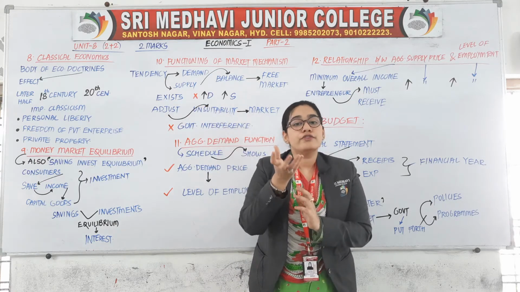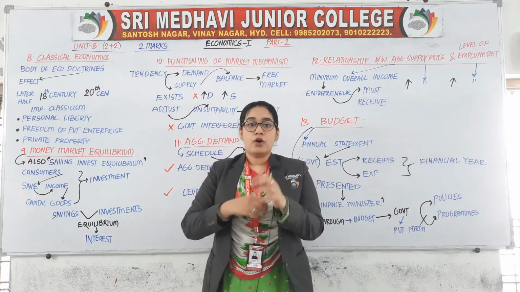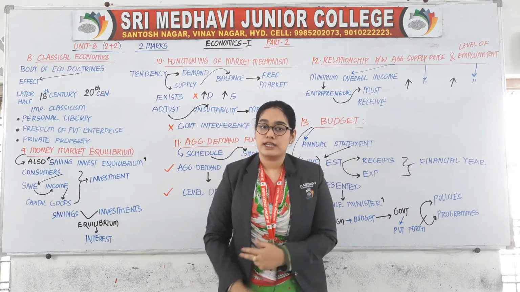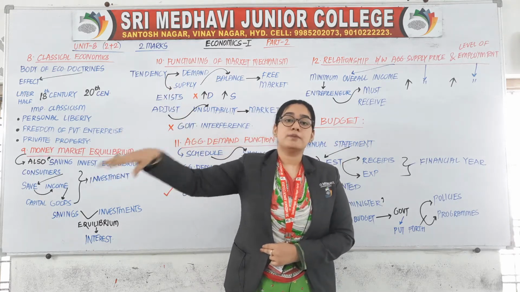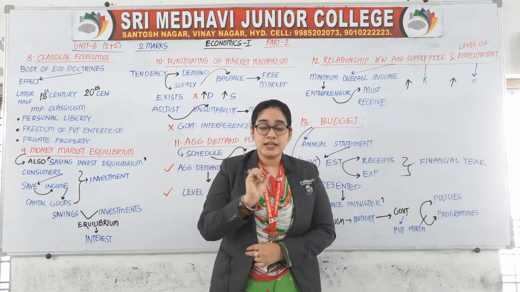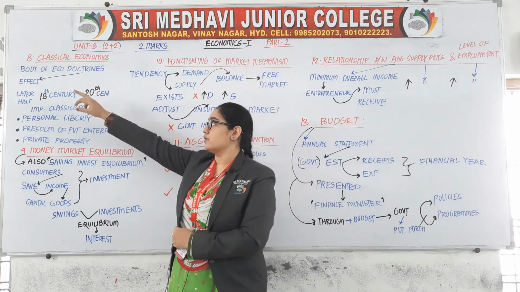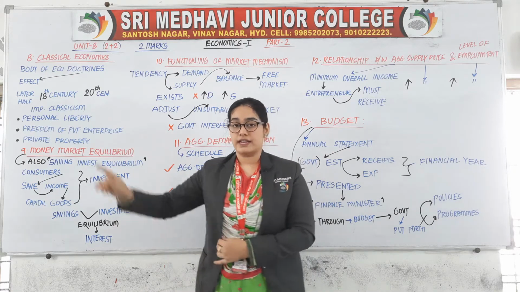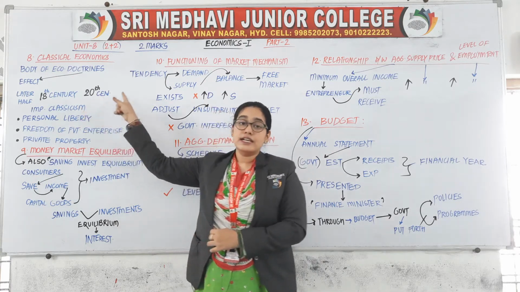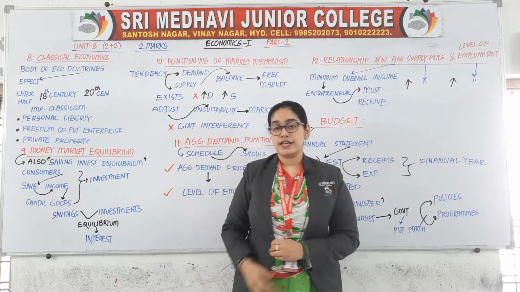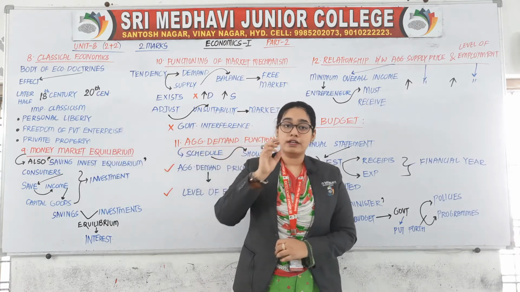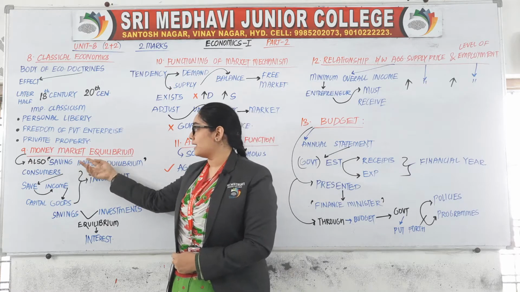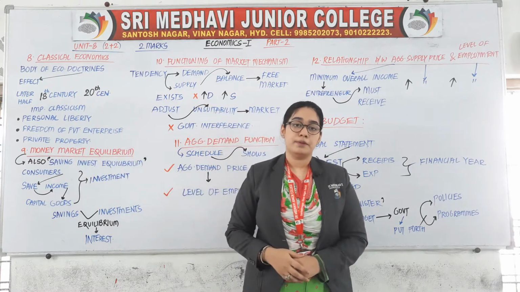What is classical economics? It is a body of economic doctrines. All the economists are termed as what? Economic doctrines. So classical economics is a body of economic doctrines which came into effect from the later half of the 18th century to the earlier part of the 20th century, and these are the three important properties of classicism.